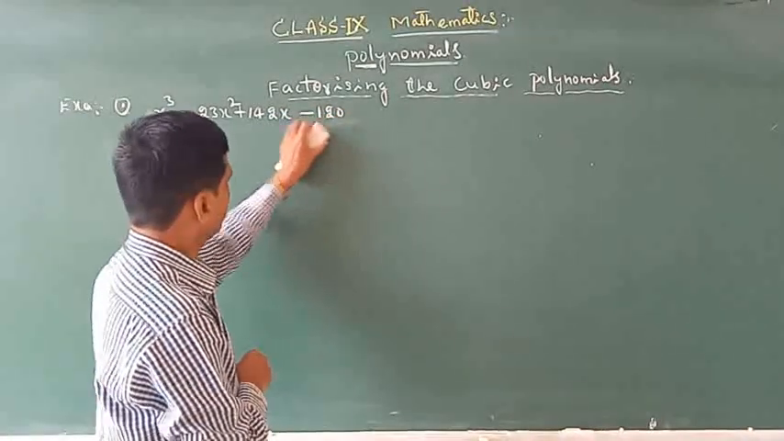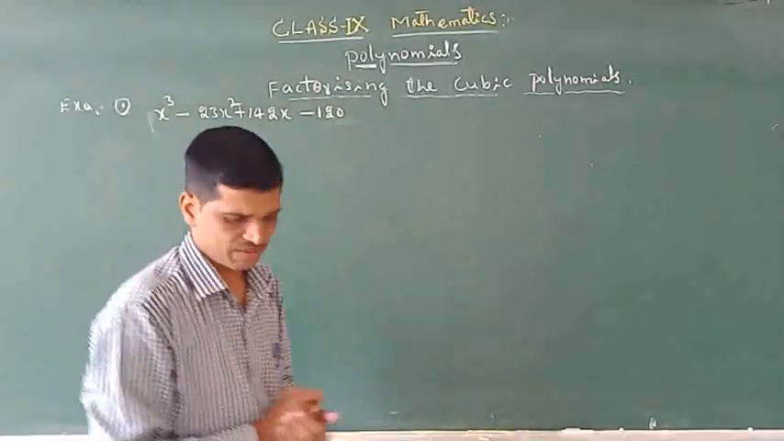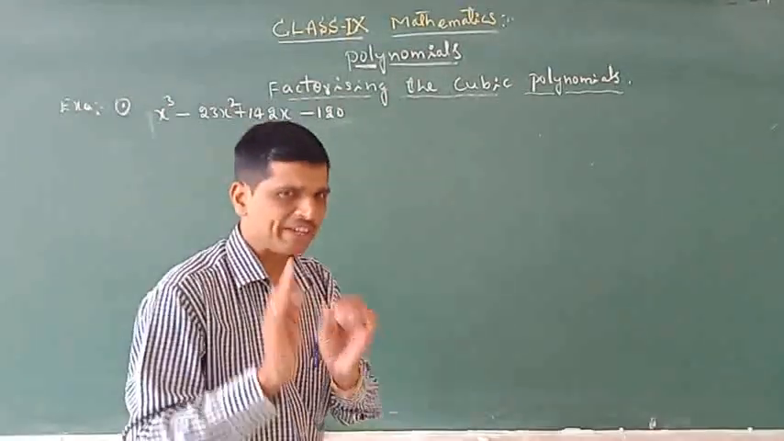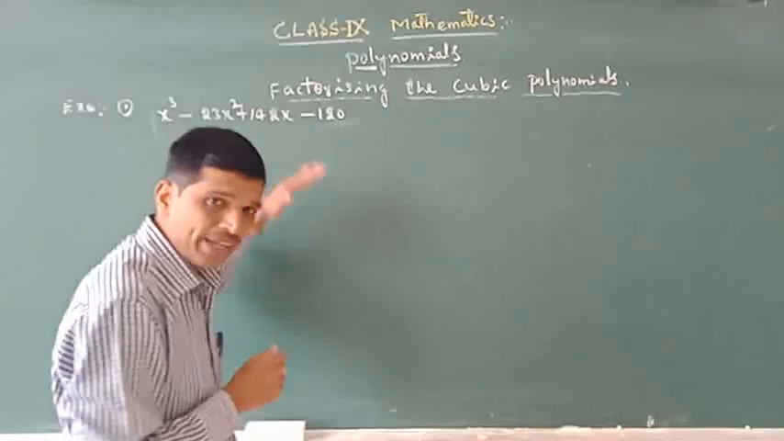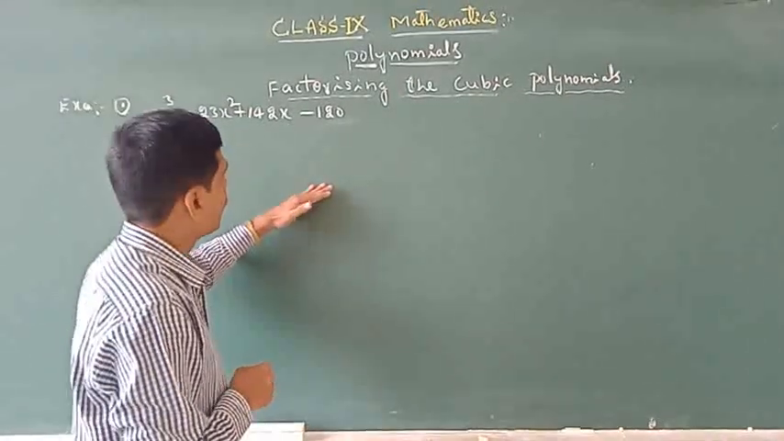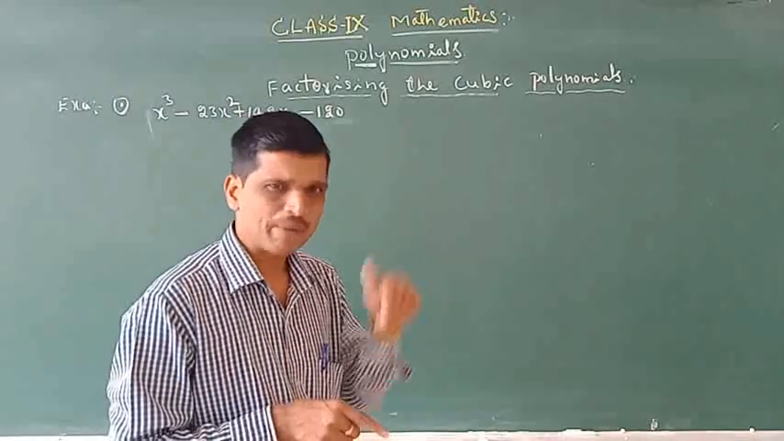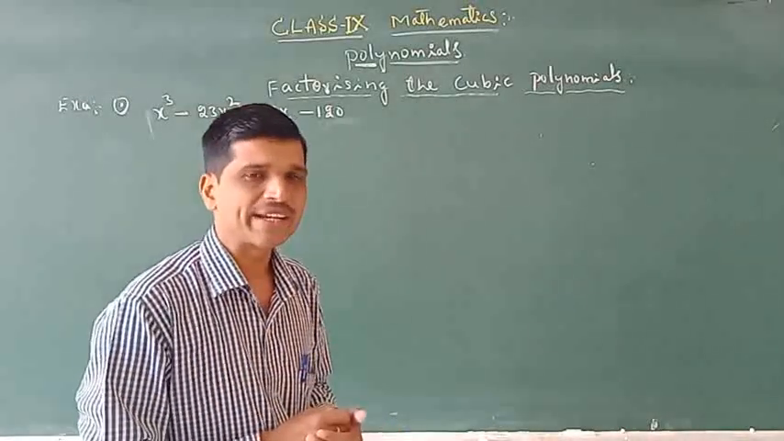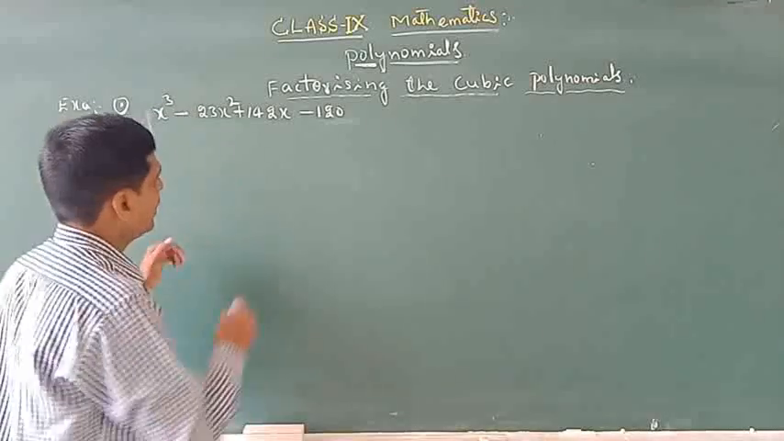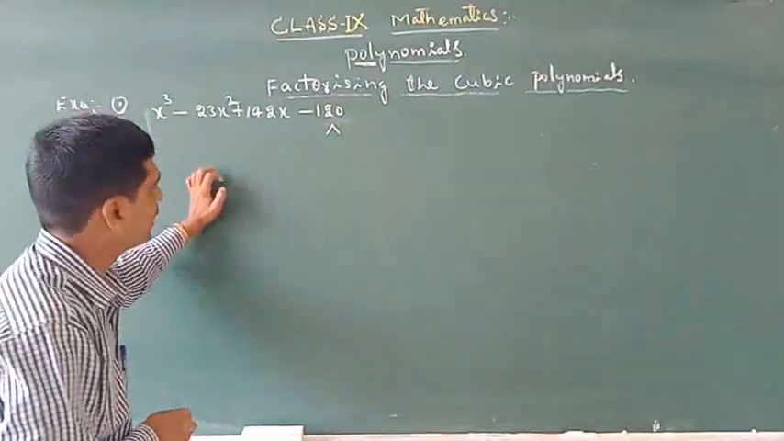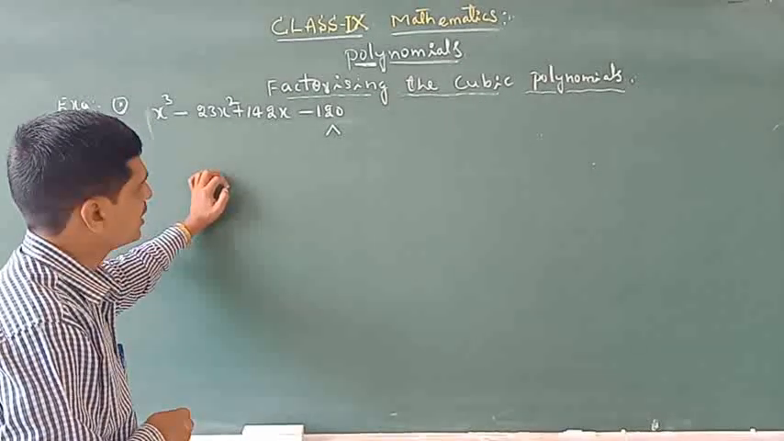So consider the possible divisors. First of all, what we can do is consider their possible divisors. From that we can find at least one value for which the polynomial becomes 0. That we can find by trial and error method. So I will consider the last term, whether it is minus or plus, whatever it may be. Here minus 120 is given.